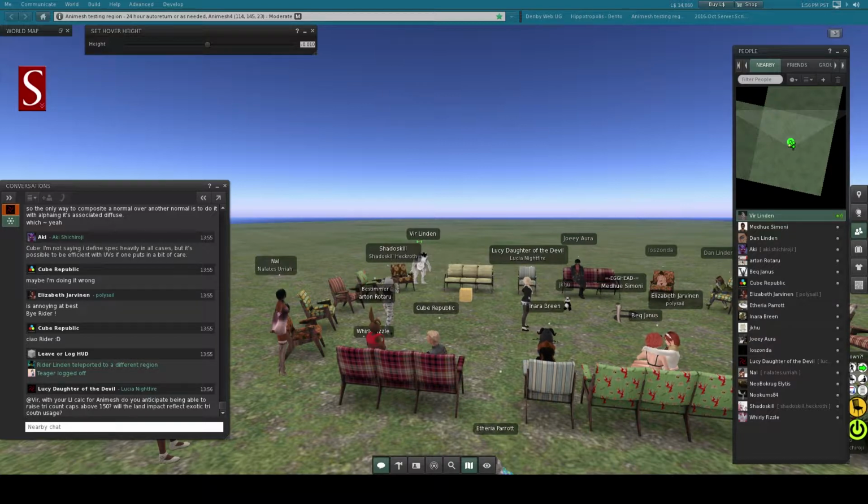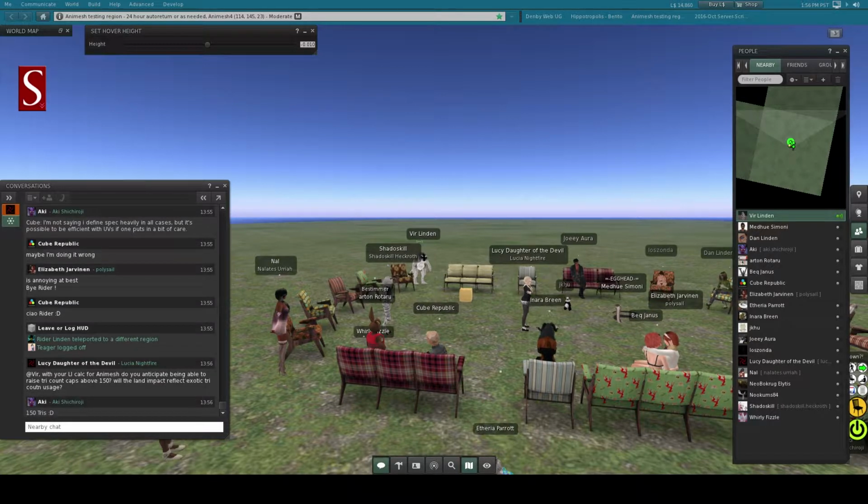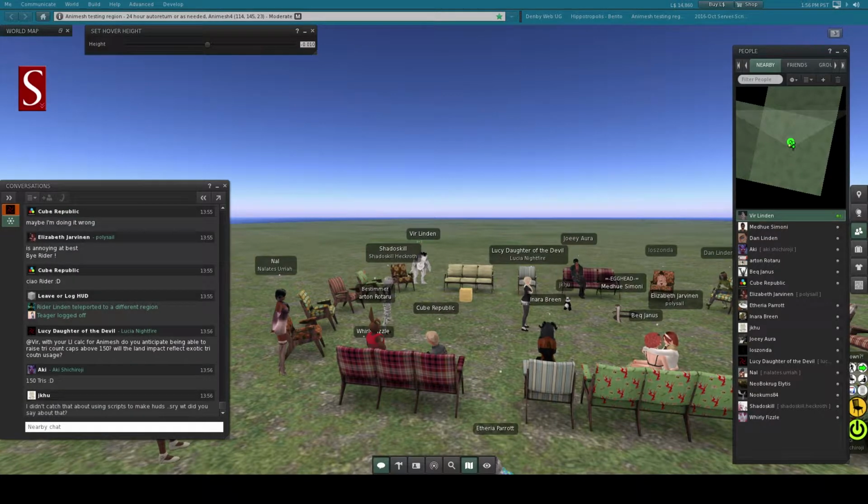Lucia asks, raise tri-count caps above 150. You mean above 150,000? Will land impact reflect exotic tri-count usage? I'm not sure what exotic tri-count usage is.